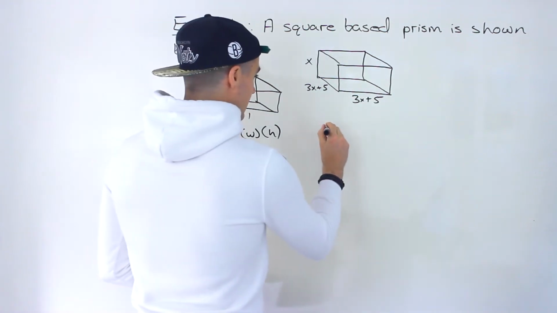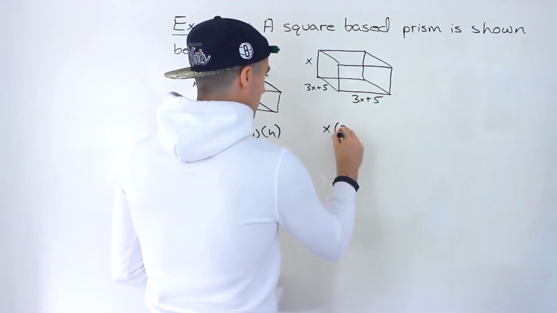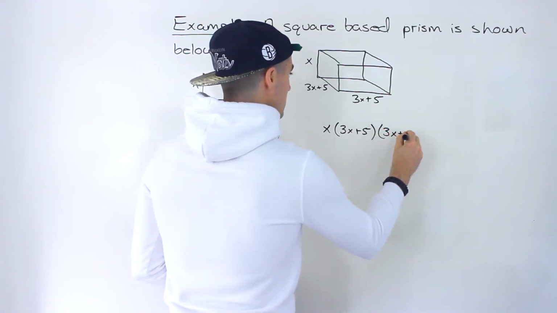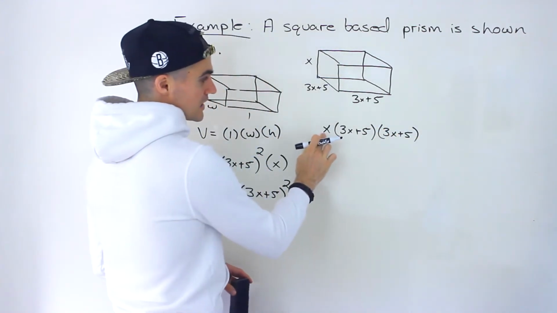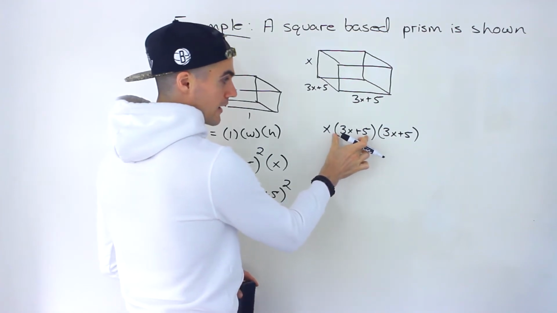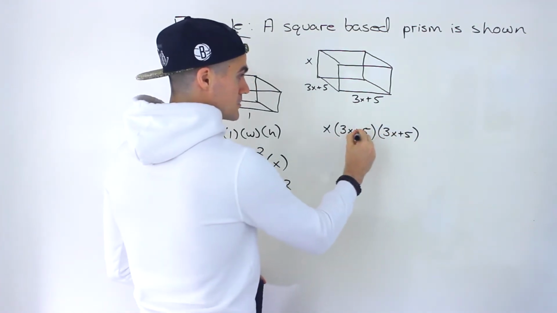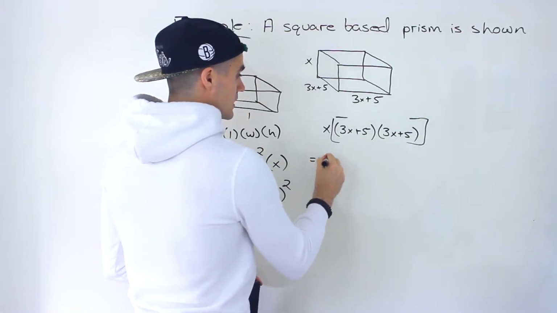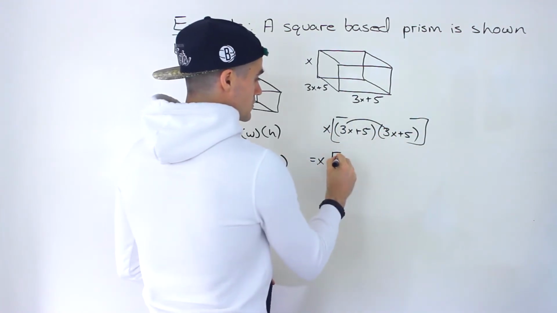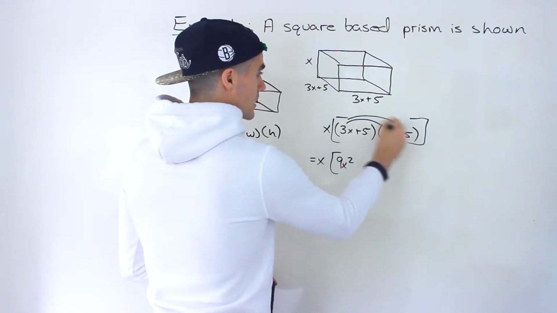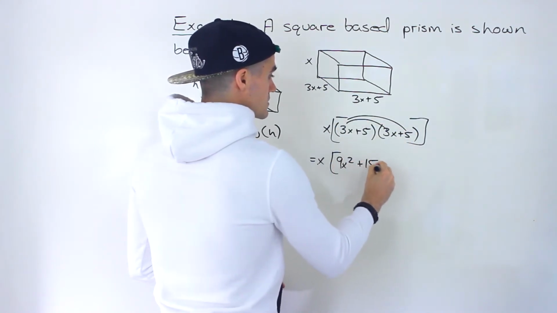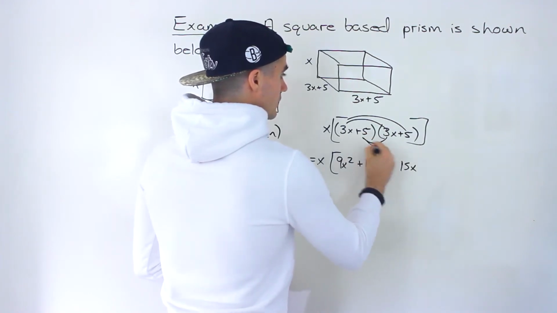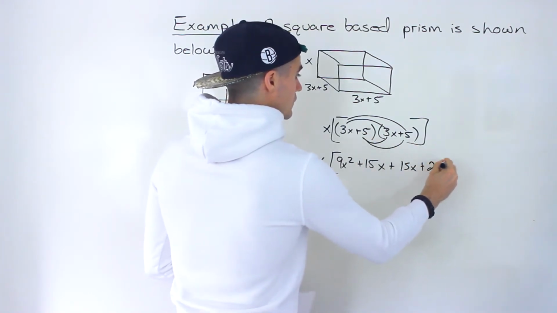So expanding this, I'm actually just going to work with the two brackets first. There are multiple ways you could do this. You could take the x distributed into this bracket and then multiply those two brackets. I'm just going to multiply these two brackets first, keeping the x on the outside. So 3x times 3x gives us 9x squared. 3x times 5 gives us 15x. Then over here we got 15x, and then over here we got 25.